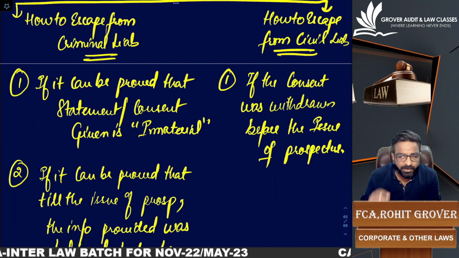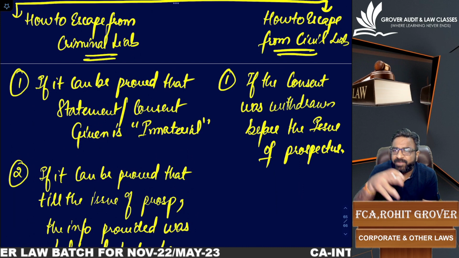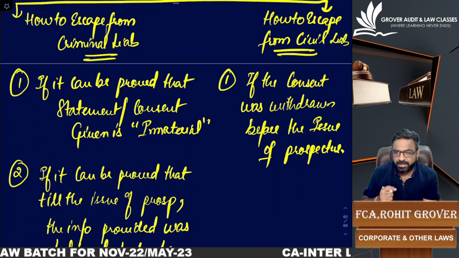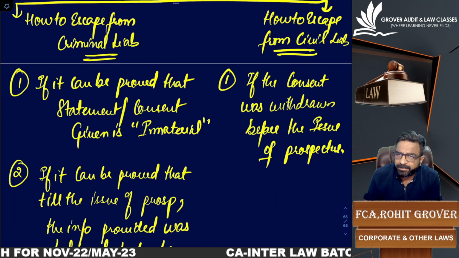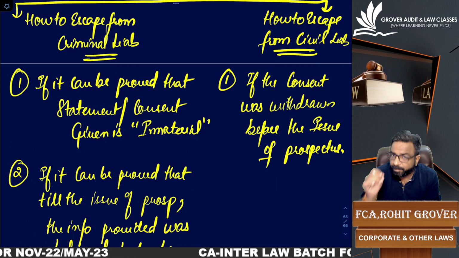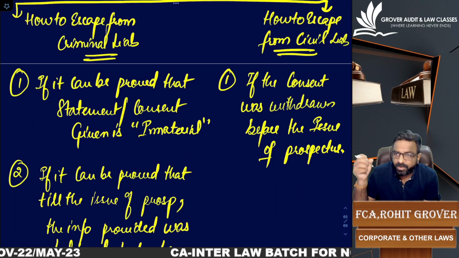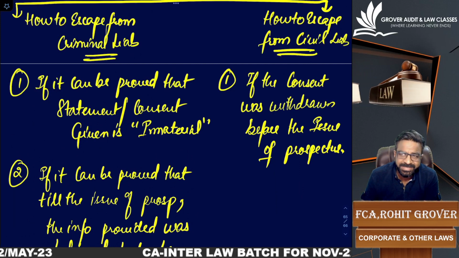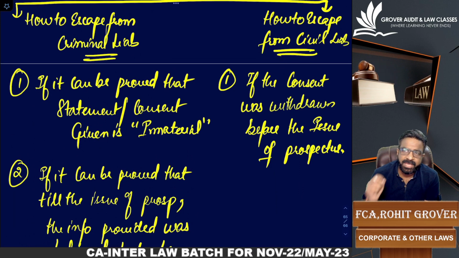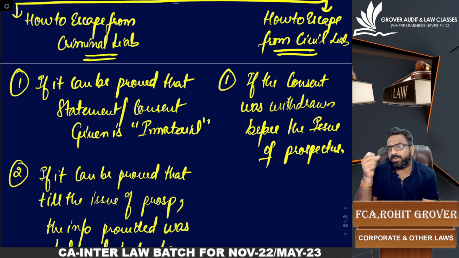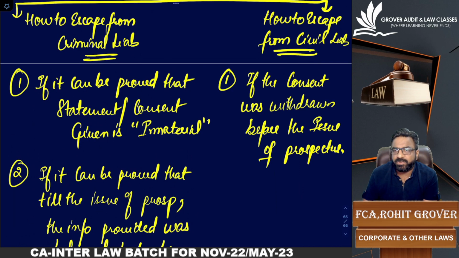Now tell me one thing, before issue of the prospectus only, I withdrew my consent. I gave the resignation from my designation. Now tell me, will I be held guilty or I will not be held guilty? Before issue of the prospectus only, I withdrew my consent. Everyone write in the comment box, guilty or not guilty? Tell me in the comment box, am I guilty or not guilty if I withdrew my consent before the issue of the prospectus?